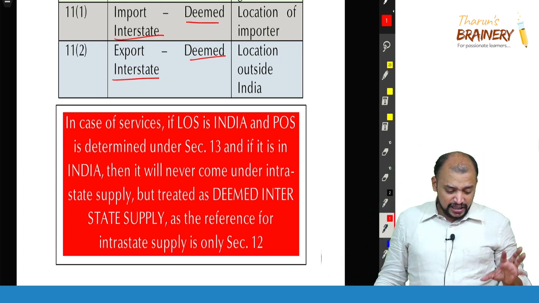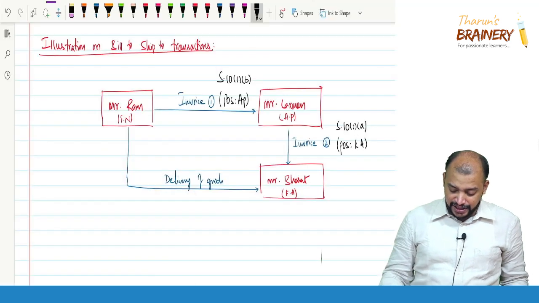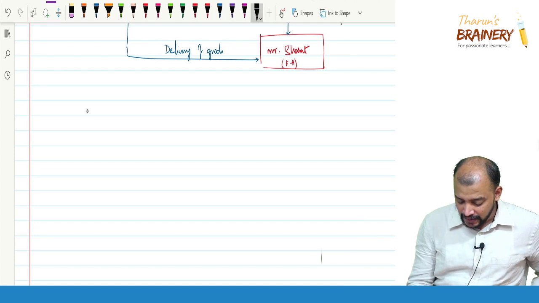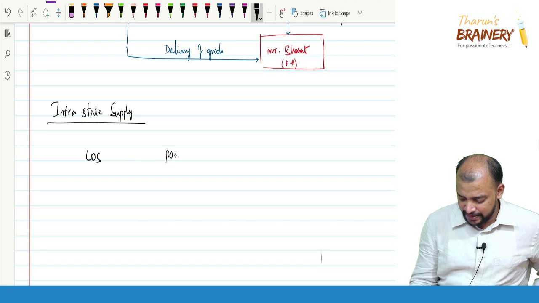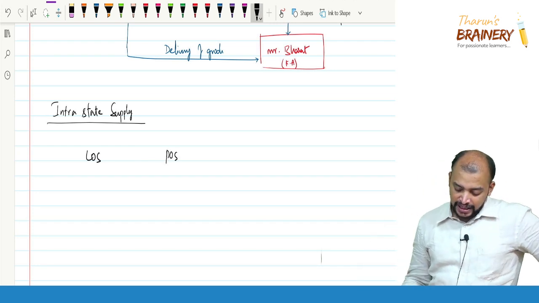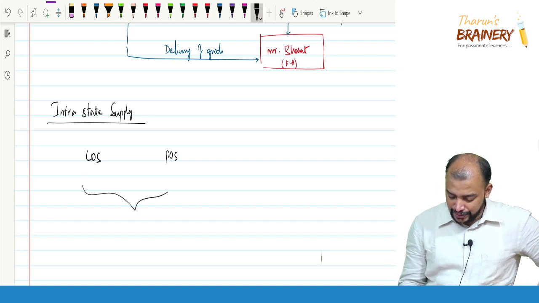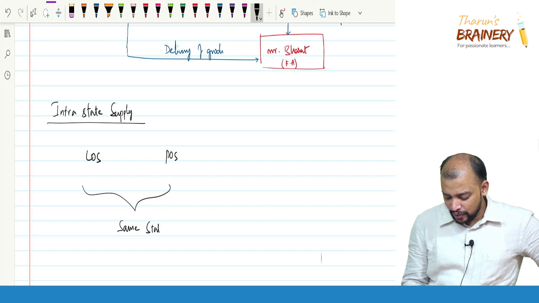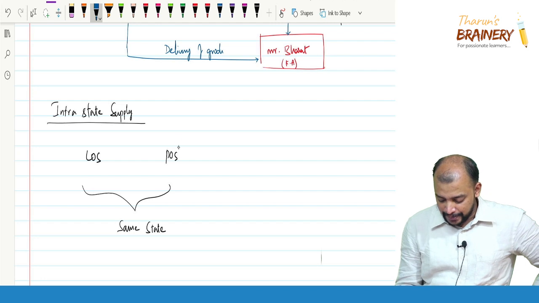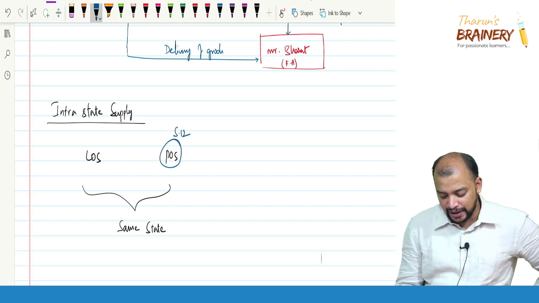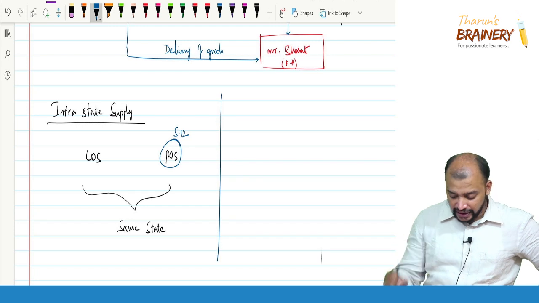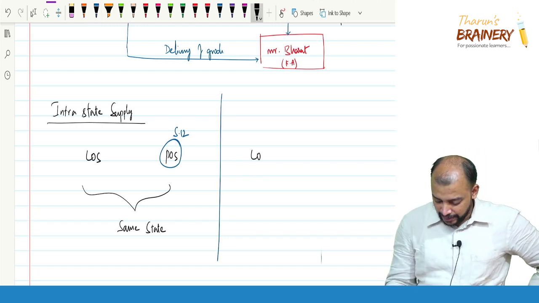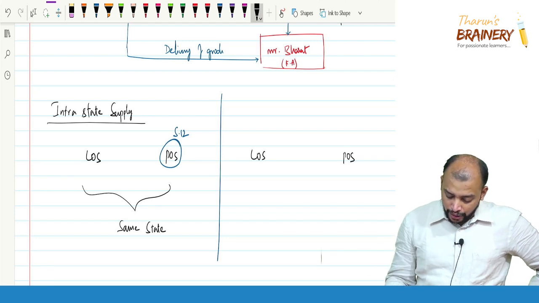So, generally, intrastate supply means what? Location of supplier and place of supply in the same state is intra, correct? Generally, intrastate supply means location of supplier and place of supply in the same state. Okay, that is intrastate supply. These two in the same state. Now, what is happening? How to determine this place of supply? This place of supply should be determined under section 12, if the place of supply is determined under section 12, then location of supplier and place of supply both in the same state.